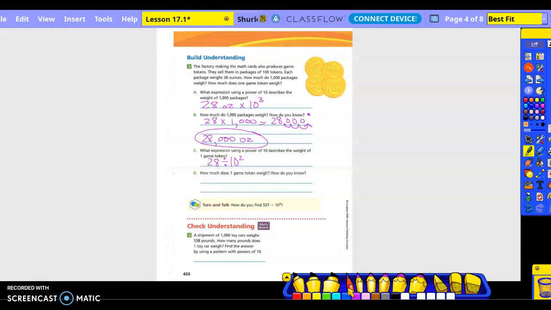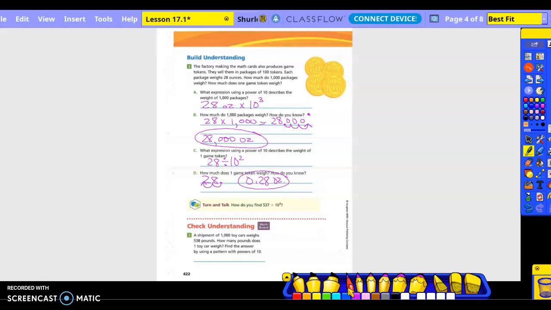How much does one game token weigh? So I have 28, and my decimal would be right here, and I'm dividing by 100, right? So am I going to the left or to the right? To the left. How many places? 2. So I have 2 zeros, right? So my answer would be 28 hundredths of an ounce.